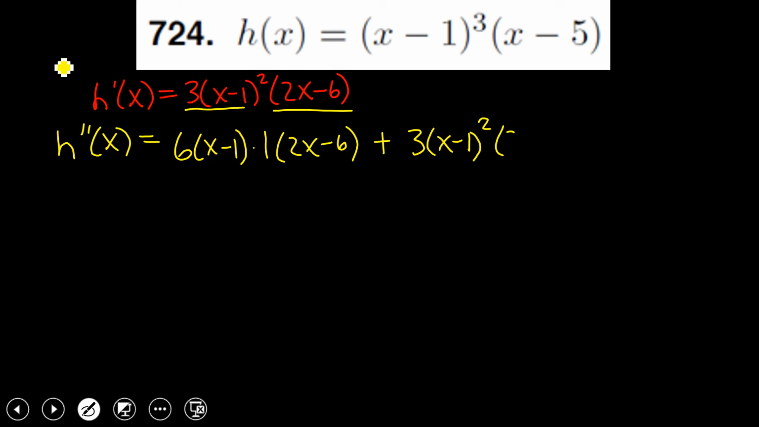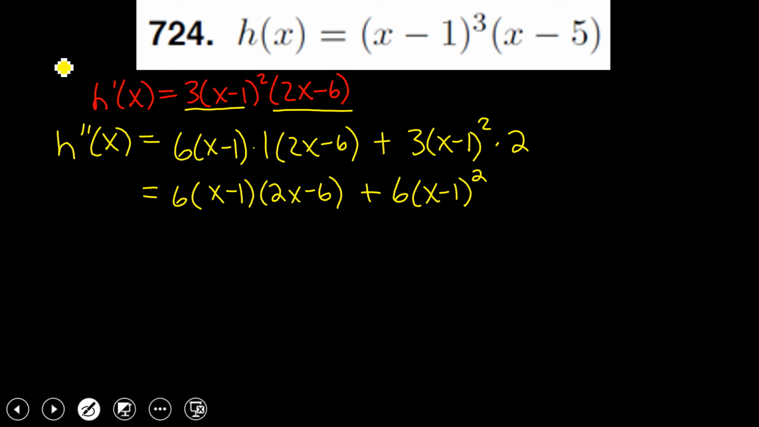Oh, no, I'm crazy. What am I doing? It's just 2. Right, so we've got just 2. So we're going to clean this up just like we did last time. So we're going to have 6 times (x minus 1) times (2x minus 6) plus 6 times (x minus 1) squared. Okay, so we could multiply this all out, but I'm going to factor this kind of like I did the last one.